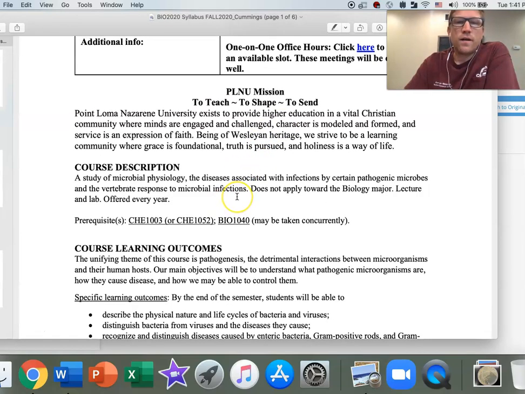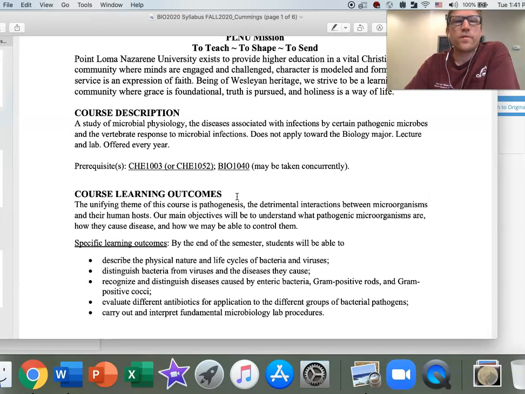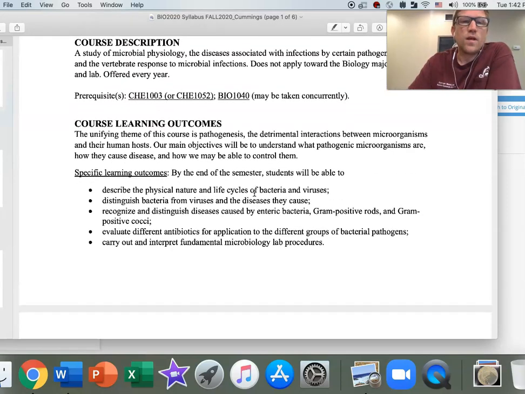You've got our mission. I want to read the course description because it is really important. A study of microbial physiology, so it's the way that microbes survive, the diseases associated with infections by certain pathogenic microbes, particularly bacteria, and the vertebrate human response to microbial infections. Doesn't apply to the bio major. You shouldn't be taking it if you're a bio major. There's a lecture and there's a lab associated with it. We offer it all the time. You have to have had some chemistry and some anatomy and physiology, at least one semester, and be concurrently in the second semester.